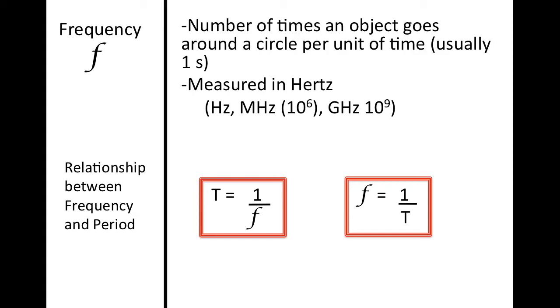Frequency is the number of times an object goes around a circle per unit of time. It is usually within the 1 second time period. It is measured in hertz, which is denoted as Hz. You also are probably familiar with megahertz, which is 10 to the 6th power, or also gigahertz, which is 10 to the 9th power. The relationship between frequency and period is that they are the inverses of each other.